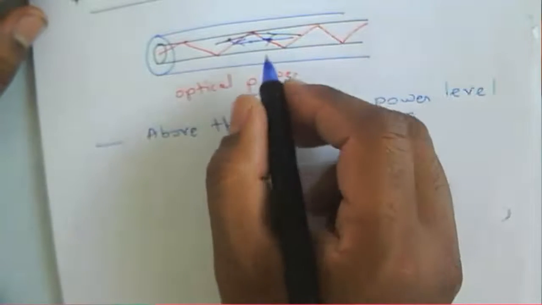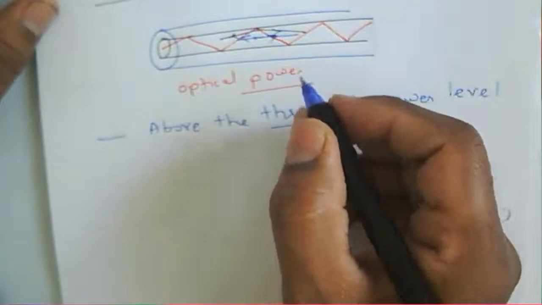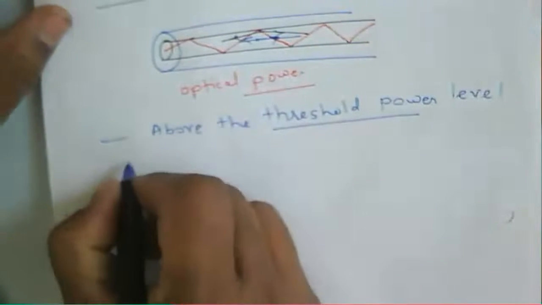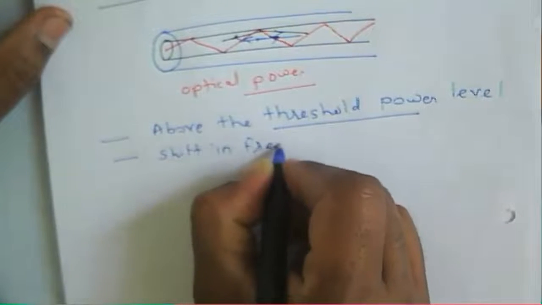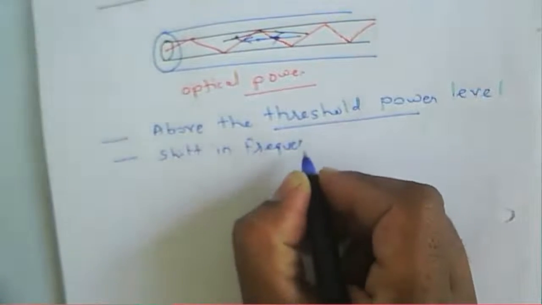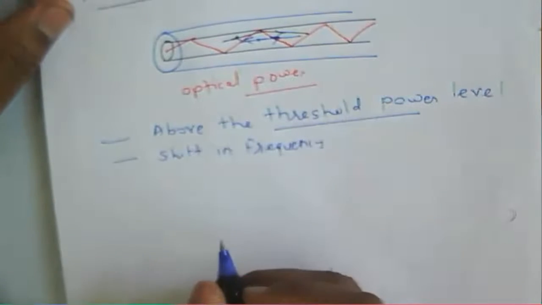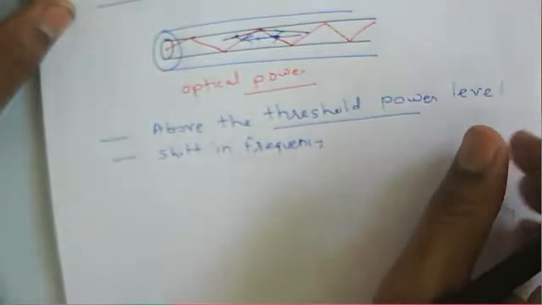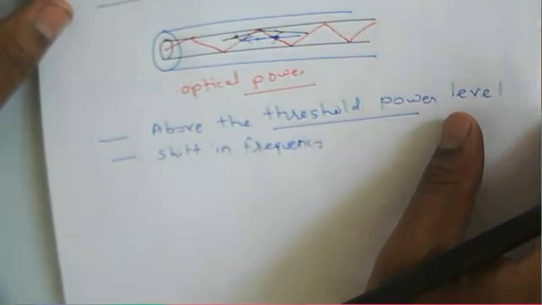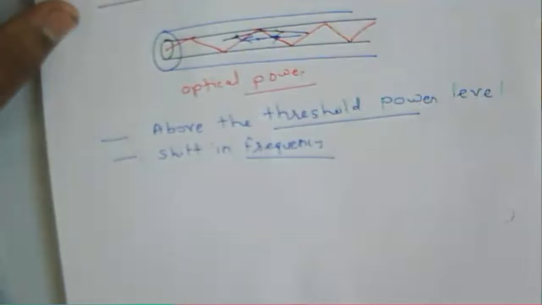So there may be a variation in the mode, and due to that there may be changes in the frequency, that is, a shift in frequency. Due to the shift in frequency, the signal gets attenuated because the fiber is not supporting that particular mode or power level. Attenuation takes place because of that particular power level.